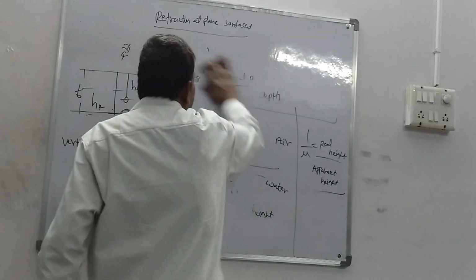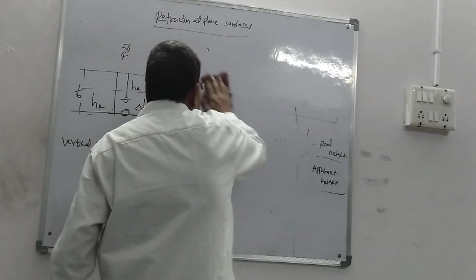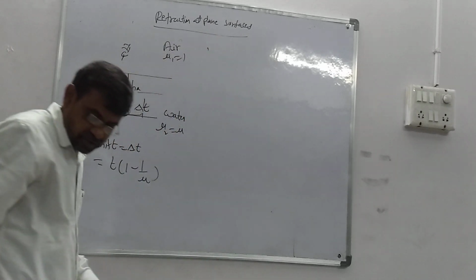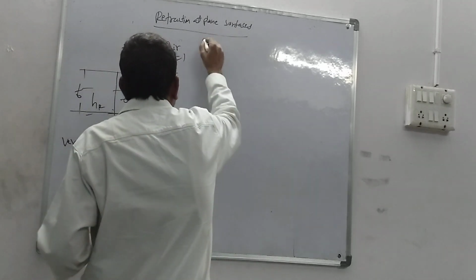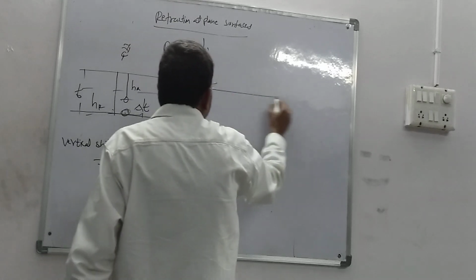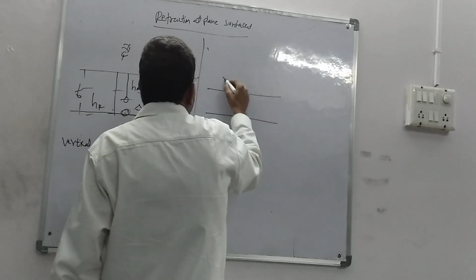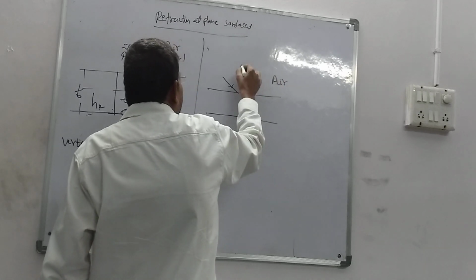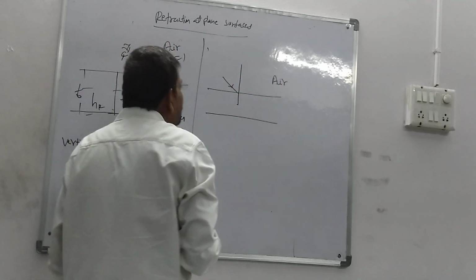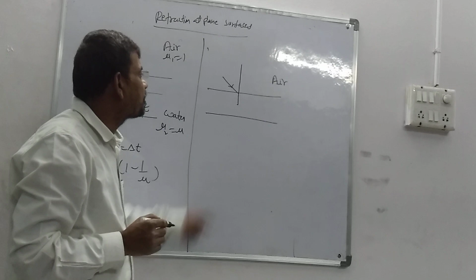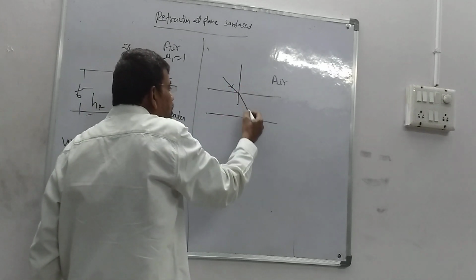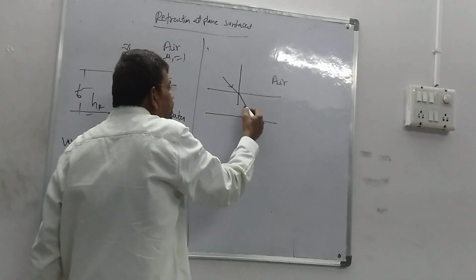Similarly, for example, your beam of light is traveling from rarer medium to denser medium, like a glass plate I am taking. For example, this is the beam of light incident here. This is the A. Here you take one normal. When a beam of light is traveling from rarer medium to denser medium, what happens? It moves towards the normal.